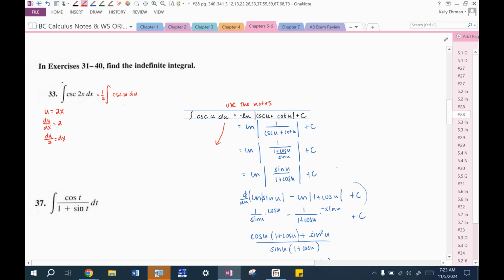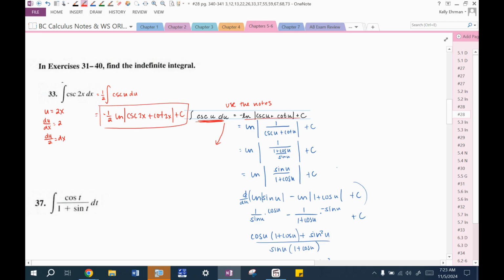And this is where I was kind of starting to try to do some trig stuff, but then I remembered, oh, okay, according to my notes, the cosecant of u is equal to this. So we have a 1/2. There's a negative out in front, so negative 1/2 natural log of the absolute value of cosecant of u, which is 2x, plus cotangent of u, which is 2x, plus c.